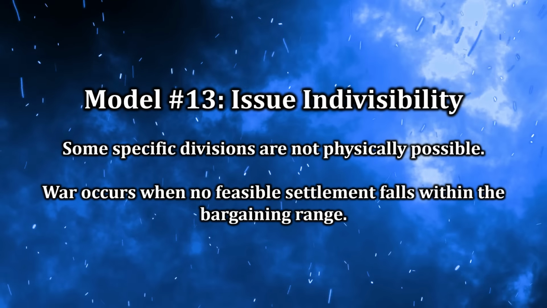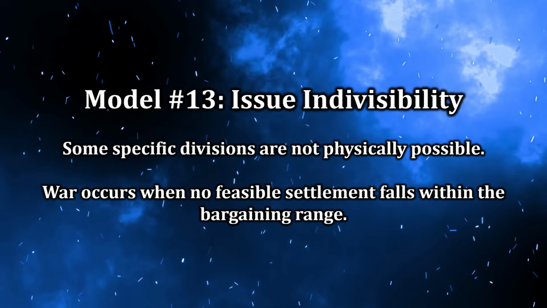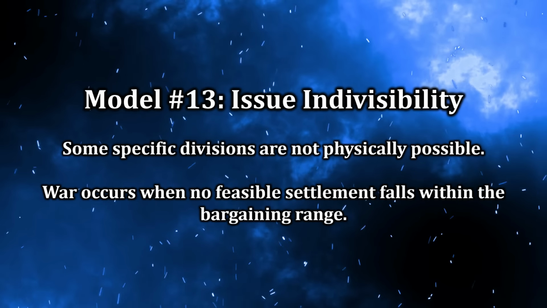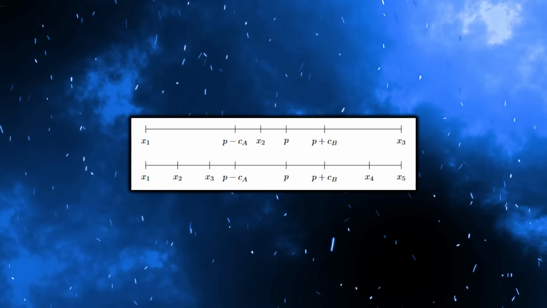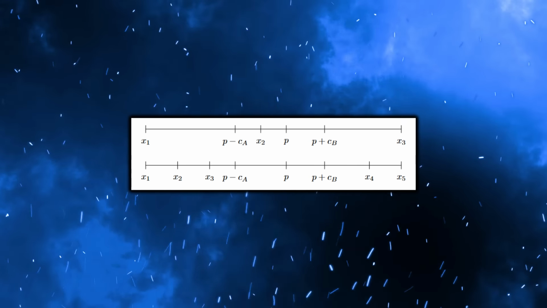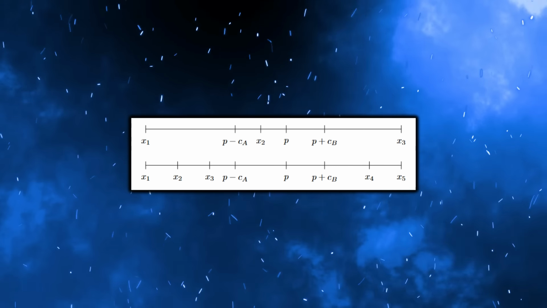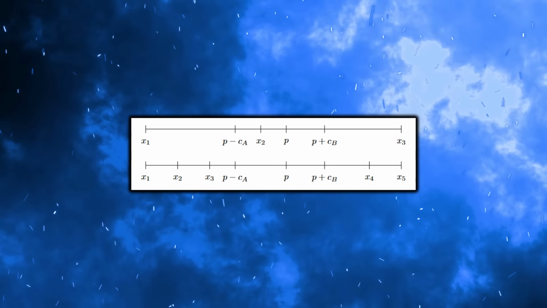Model number 13. Issue indivisibility. What if the parties are not allowed to divide the good in dispute in any manner that they see fit? If the bargaining space is rigid and no deal lies within the bargaining range, as in the case in the bottom half of the figure, then war results.